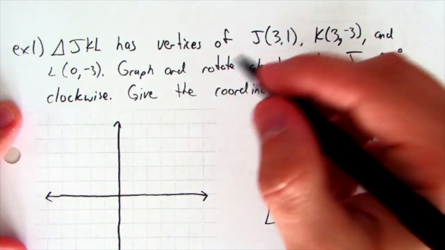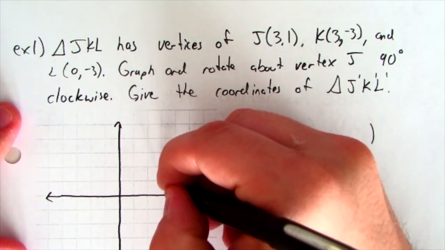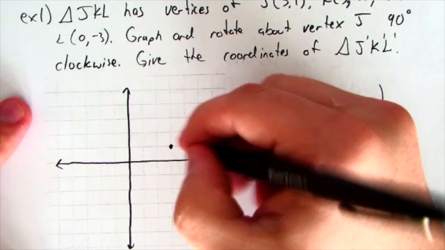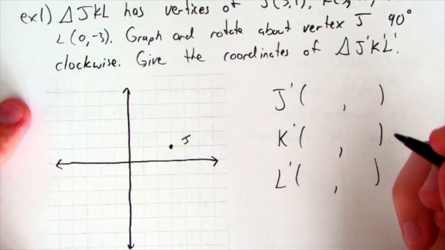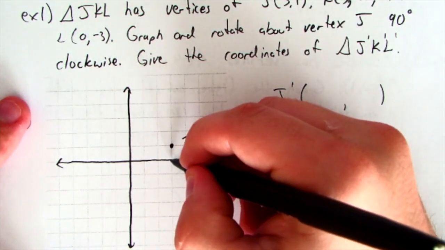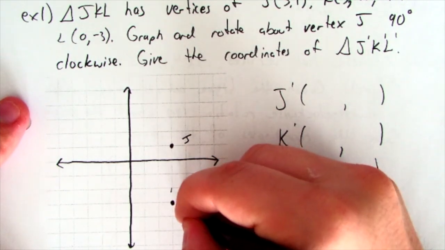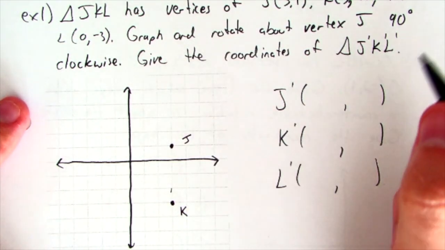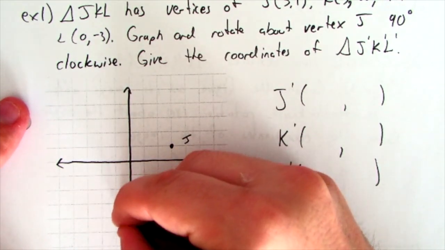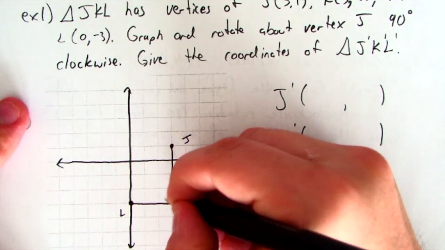So J is at 3, 1. So that's right here. This is going to be J. K is at 3, negative 3, so I still go to the right 3 places, but now I go down 3. So this here is K. And then L is at 0, negative 3, so that's going to be here. That's L. So my triangle looks like that.